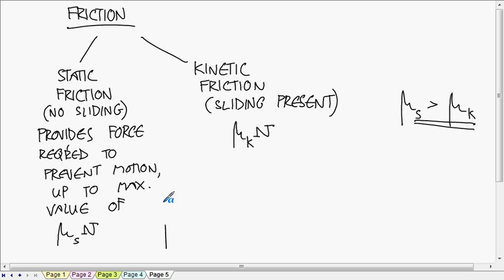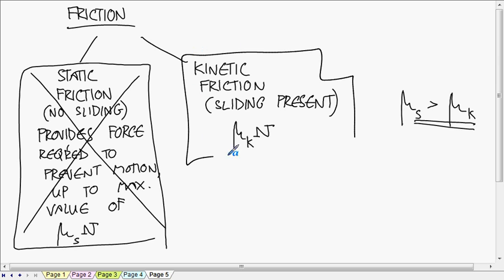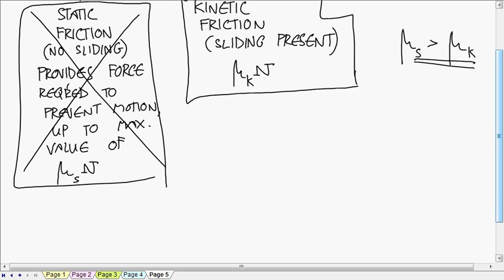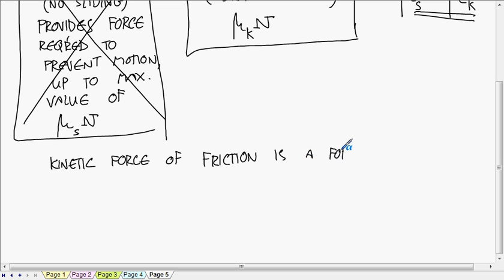Okay, static friction, we're not going to deal with this. That's just sort of a concept I wanted to mention, but this is the one that we're going to do calculations with. So the kinetic force of friction is a force vector.